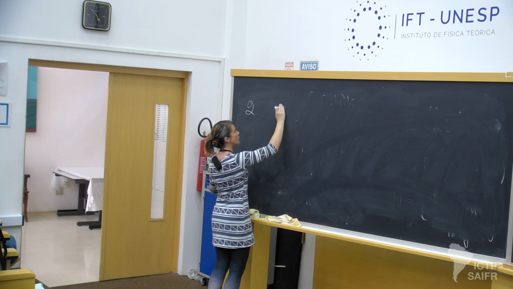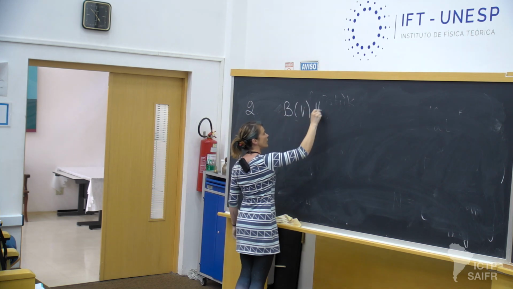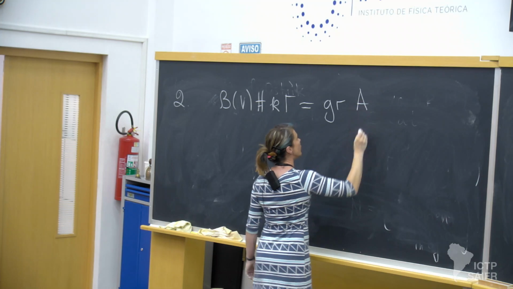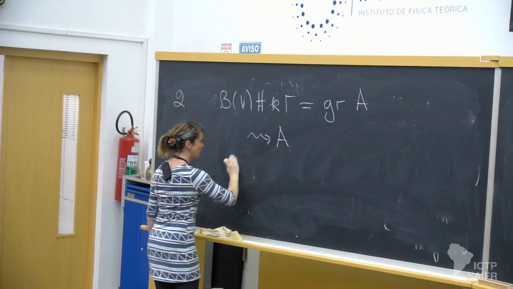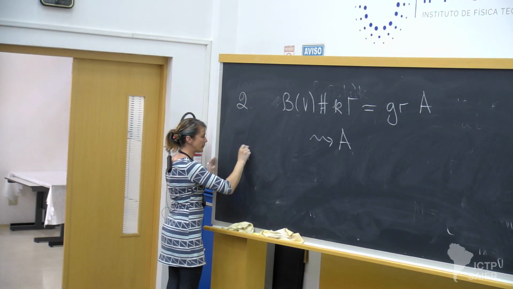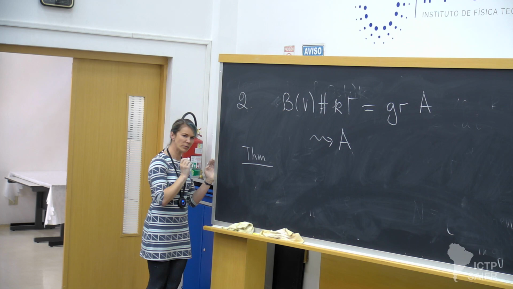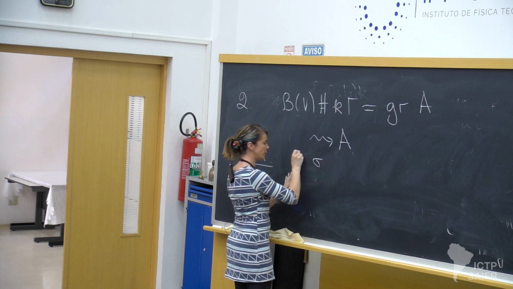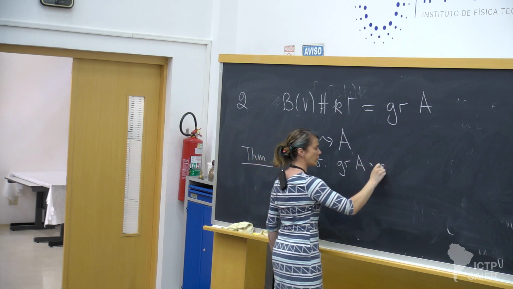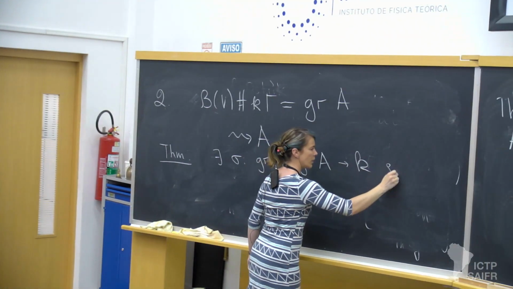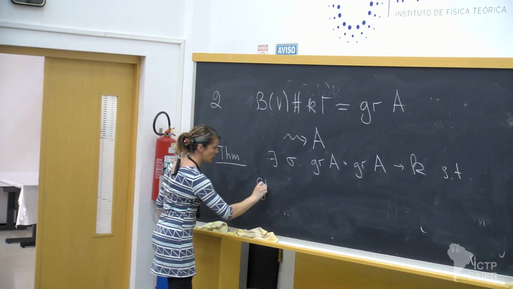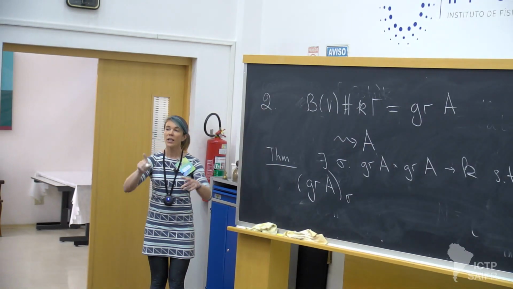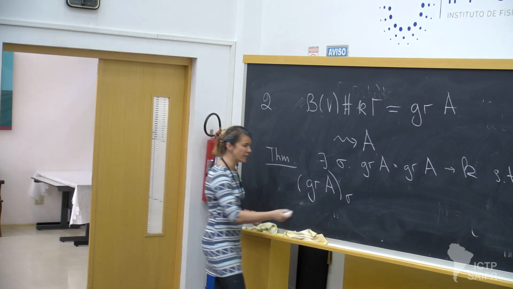So going from B of V smash K, which is the associated graded, to A. There is a theorem, I think it's also due to Ivan Hiona, saying that we can find a cocycle sigma such that if we twist our graded algebra with a cocycle, that gives us the lifting, at least up to Morita equivalence of the categories.